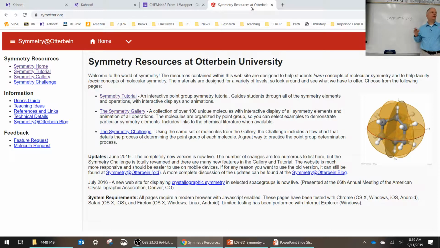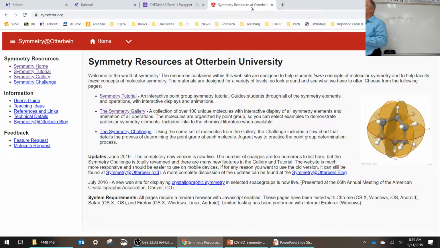They don't go as far as we do in terms of learning about the direct product tables and how to use them and the character tables and how to use them. But if you can't get the point group, you can't use all that other stuff either. So this will at least get you to the point of finding the point group for a molecule.